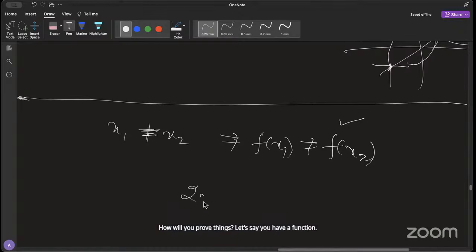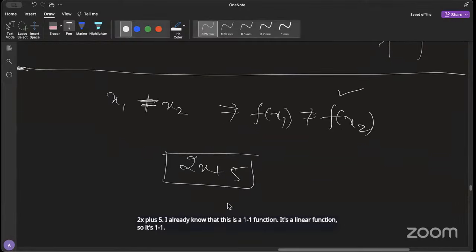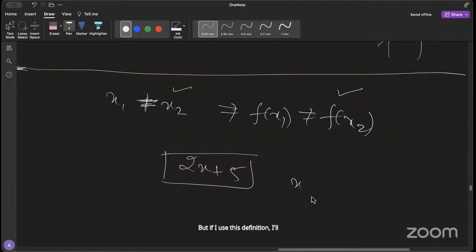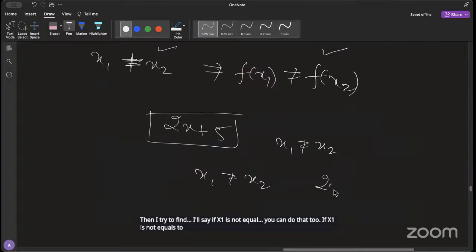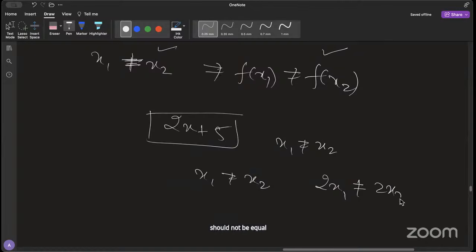Because if you have to prove this, how will you prove things? Let's say you have a function 2x plus 5. I already know that this is a 1-1 function. It's a linear function, so it's 1-1. But if I use this definition, I'll take x1 not equal to x2, and then you will have to move in the backward direction. That 2x1 should not be equal to 2x2, right? It's actually easier to say: if 2x1 is equal to 2x2, then x1 and x2 should be the same, right?